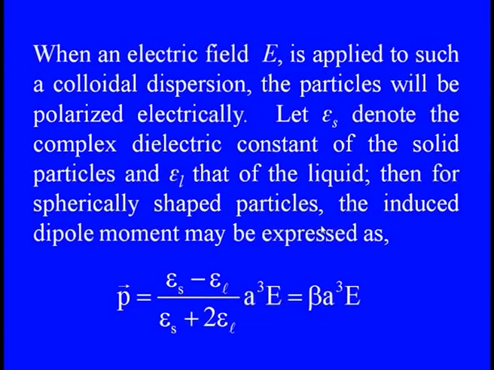We can say that epsilon S is the complex dielectric constant we always use here, because right now we have electrically polarized particles. These solid particles have the complex dielectric constant epsilon S. Also, we have spherically shaped particles, and for the liquid part, the complex dielectric constant is epsilon L. So now we are categorizing two parts: epsilon S for solid particles and epsilon L for the liquid, and here we can simply characterize their dielectric constants.